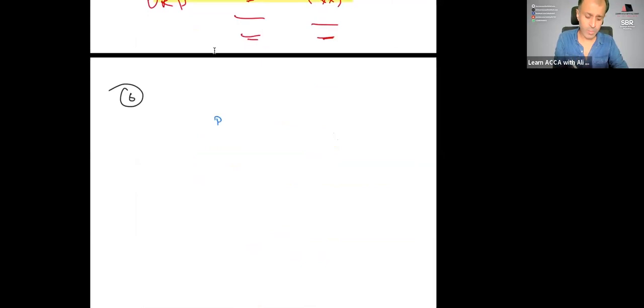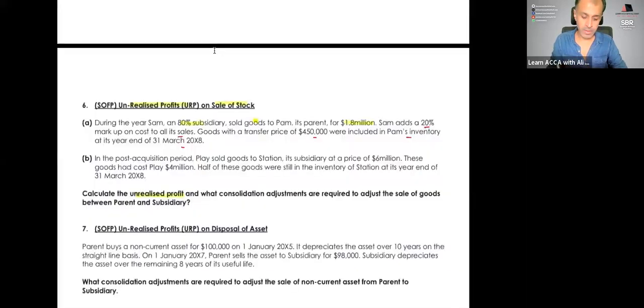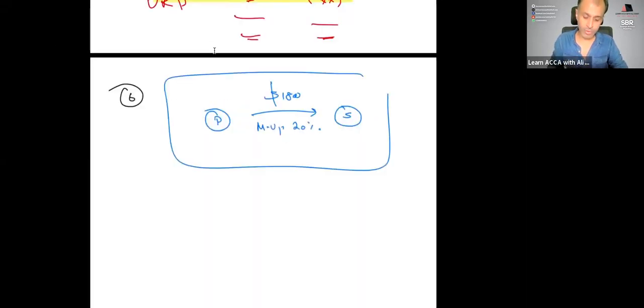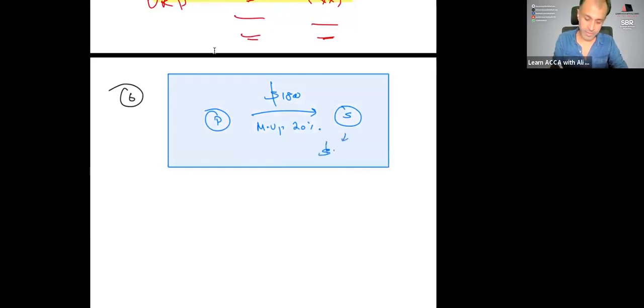So P has been the one selling the goods to S for 1.8 million. There has been a markup of 20%. And then they suggest what proportion of the goods are on hand: 450. We're not interested in what's been passed on. We are interested only in what's been kept on hand. This is 450, and we will use this 450.